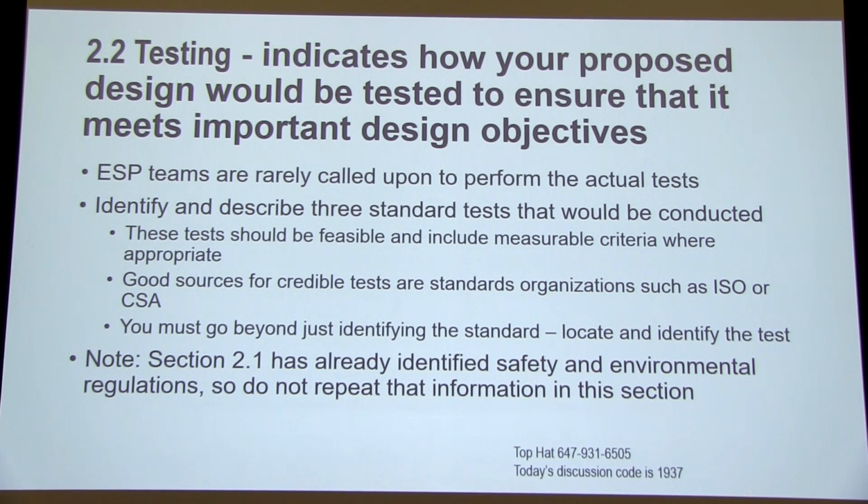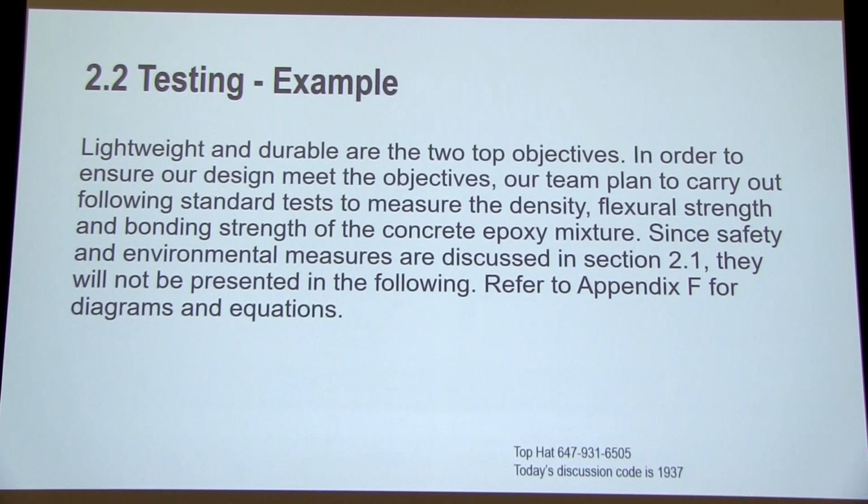Also, because there's a separate section on environmental factors, environmental tests don't have to be included here. They're dealt with elsewhere. So here's the example. Here's where I contradict myself. Lightweight and durable are two top objectives. In order to ensure our design meet the objectives, our team plans to carry out the following standard tests to measure density, flexural strength, and bonding strength of the concrete epoxy mixture. Since safety and environmental measures are discussed, they will not be presented.